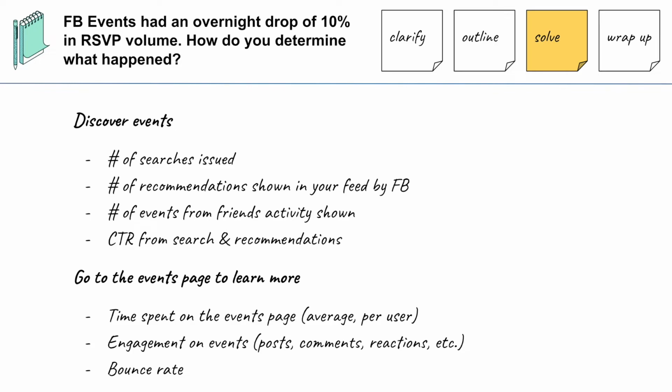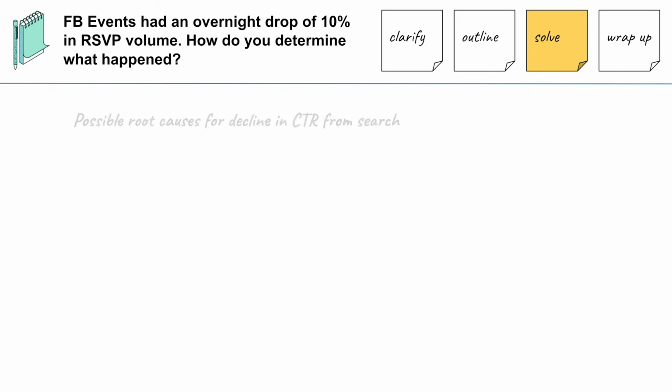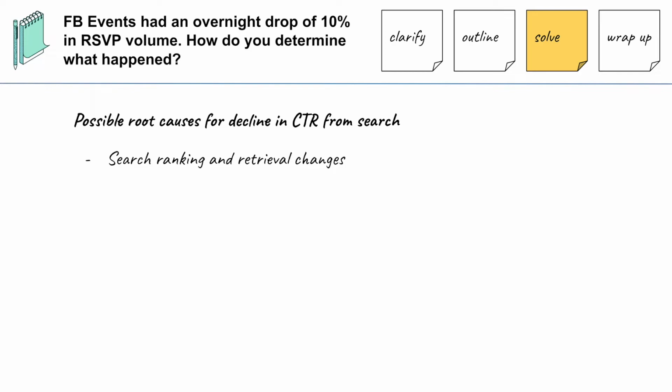Let's say we found that CTR from search is down, which leads to fewer visits to the events page and therefore fewer responses. So why would CTR drop in North America and on iOS devices only? I can think of a few possibilities. Normally, changes in the search ranking and retrieval would be my first guess for a problem like this. But given the impact is limited to a certain region and device type, I think it's unlikely to be caused by server-side changes. But it's still a good idea to check just in case.